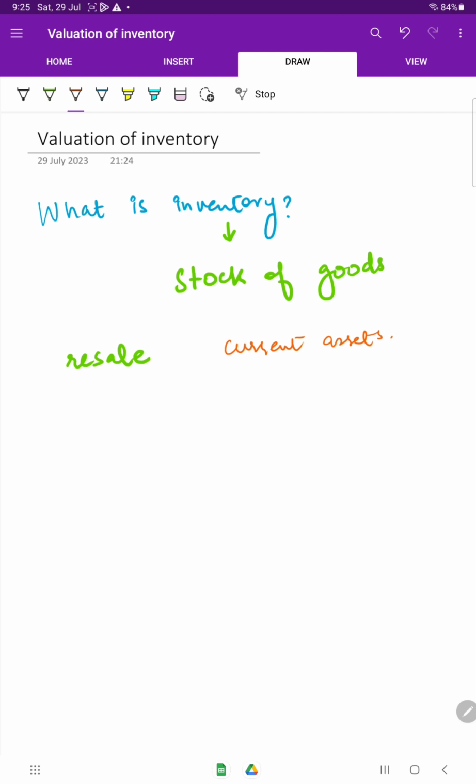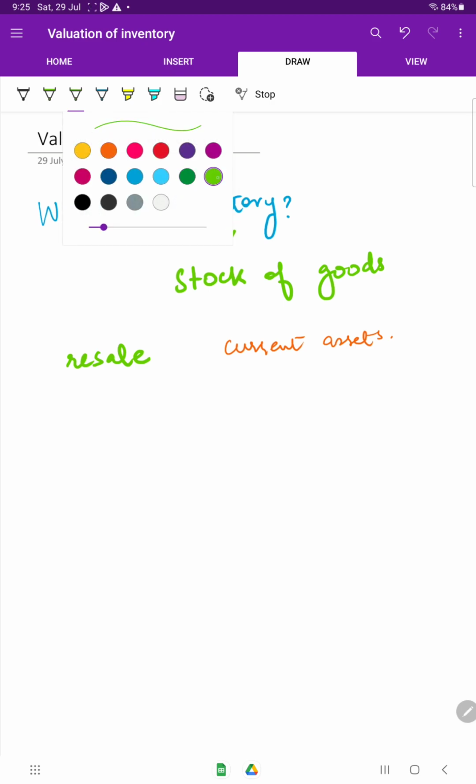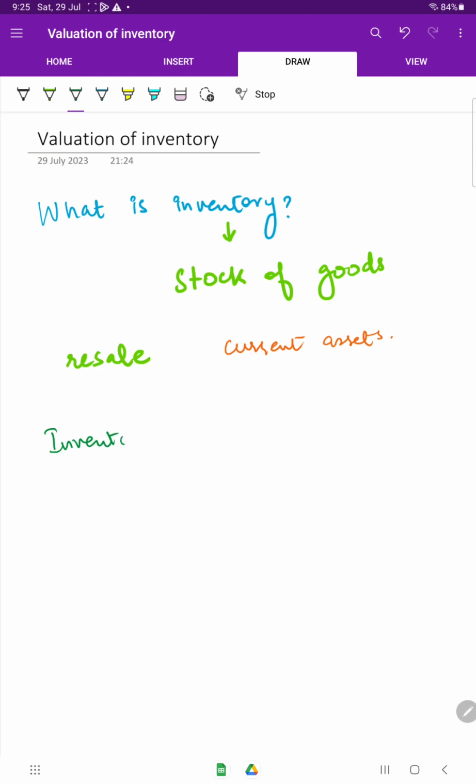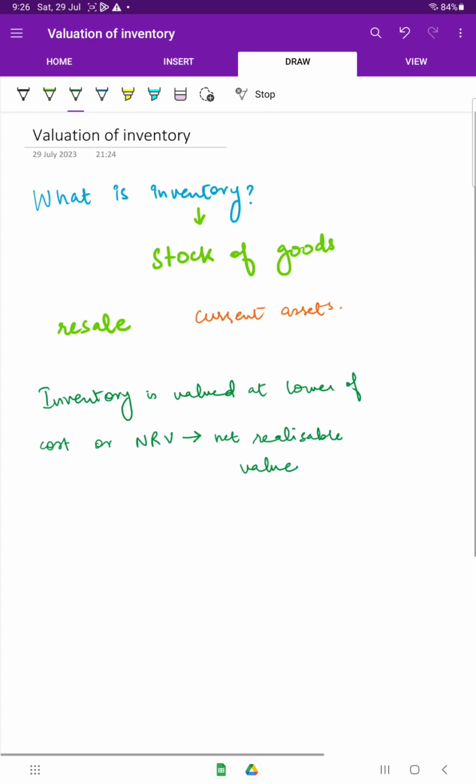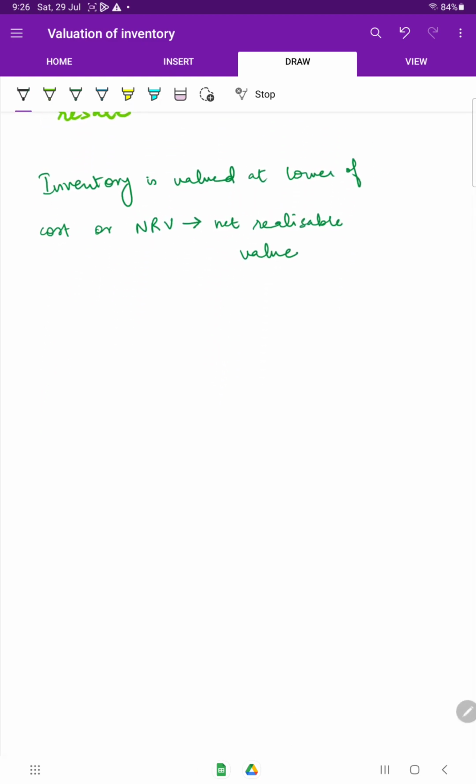Now, how is inventory valued? Inventory is valued at lower of cost or NRV, that is my net realizable value. So you go for the lower one, either your inventory cost or your net realizable value. In this lecture ahead, I will tell you how to calculate the cost of inventory and how to calculate the net realizable value, and then you compare both of them, and the lower of both of these two is what at which your inventory is valued at. So let's begin with the cost.